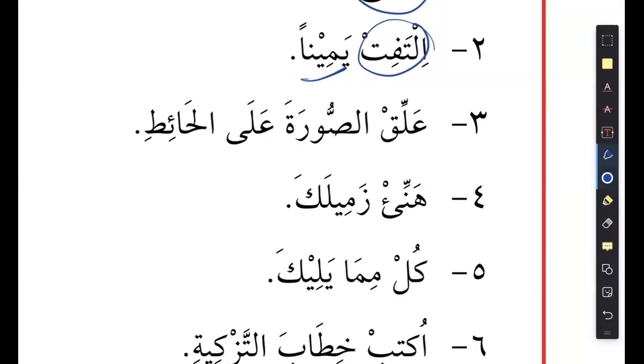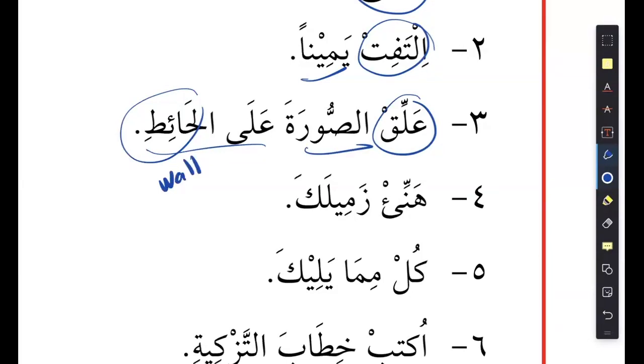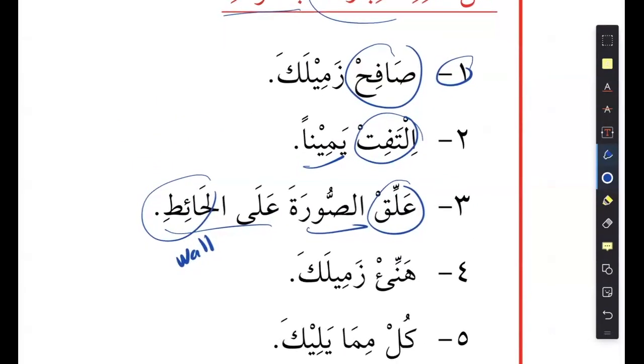الصورة على الحائط. We know what علق means. علق means to hang. So hang the picture on حائط. What is حائط? حائط is wall. And the picture on the wall. This exercise also shows you command verbs of some of the verbs that we learned. So this is also useful.